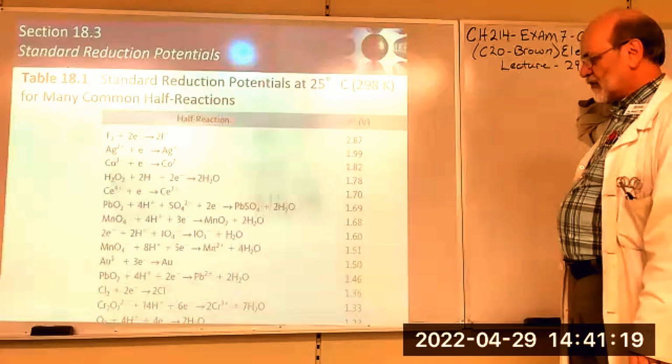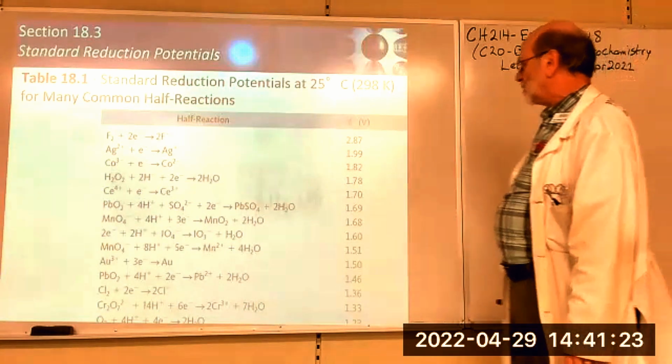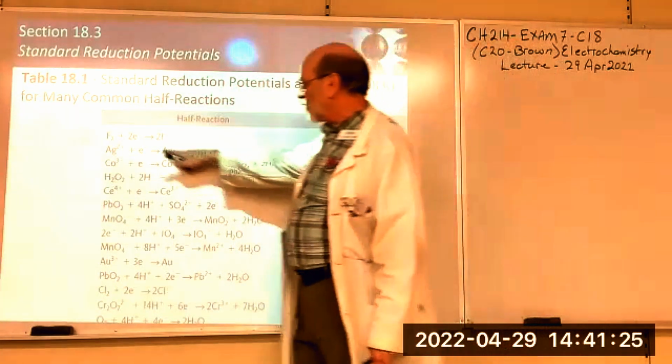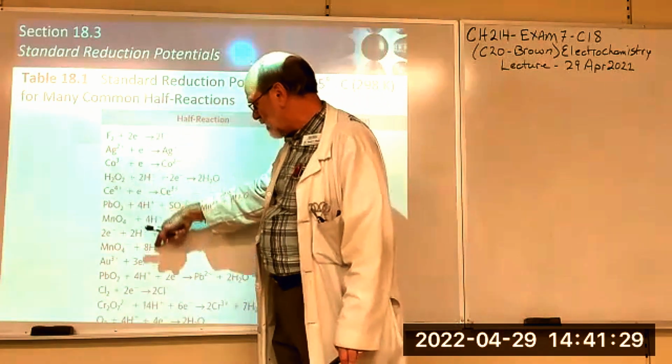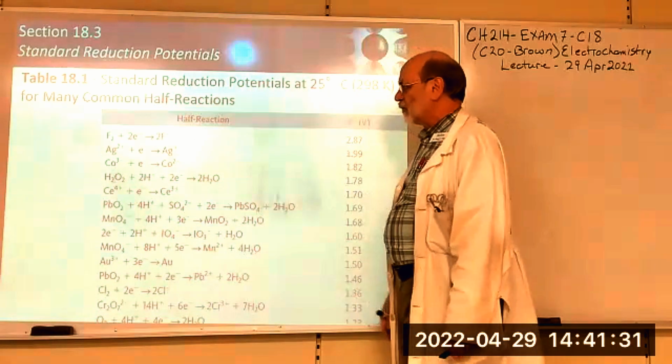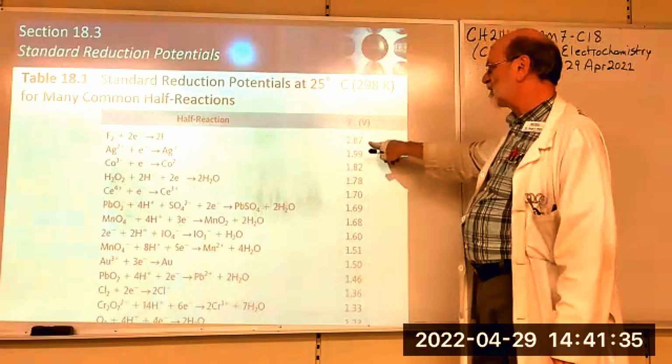I got these out of my textbook. You probably have a similar one in your textbook. And this shows that they're all reduction potentials. The electrons are all on the left-hand side of the arrow. So for this reaction it is 2.87 positive volts.